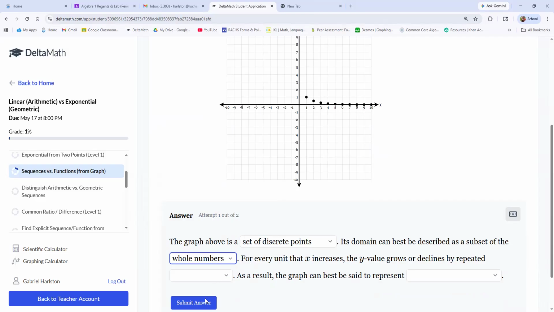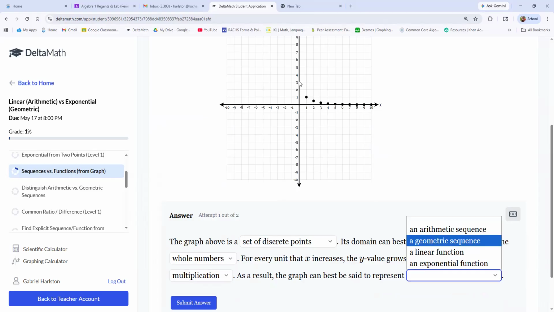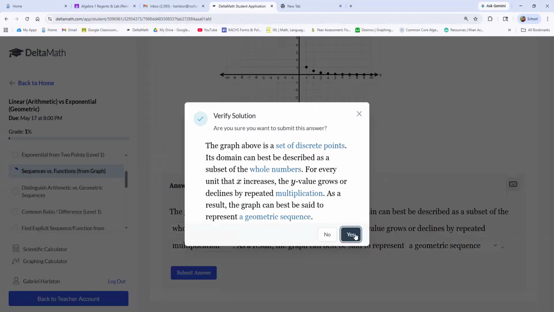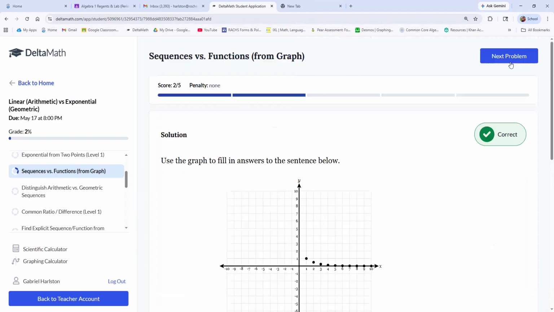And what we can say is that it's multiplication because it's a curved sequence. And that means it's going to be geometric. So basically this is an exponential function, but it's the geometric sequence. It's a subset of exponential functions. It's a particular subset, and it's very specific because it has only whole number inputs. So that's what we got here. So boom, let's go. Now, next question.